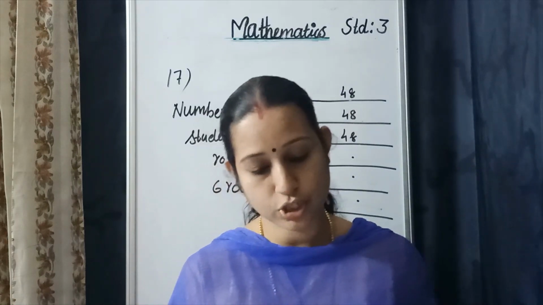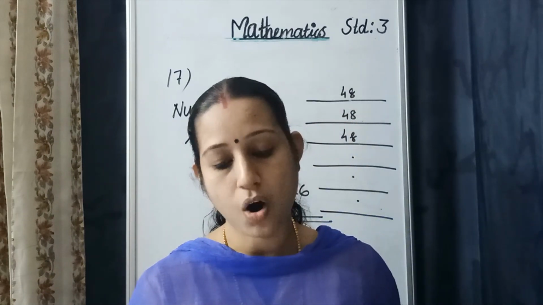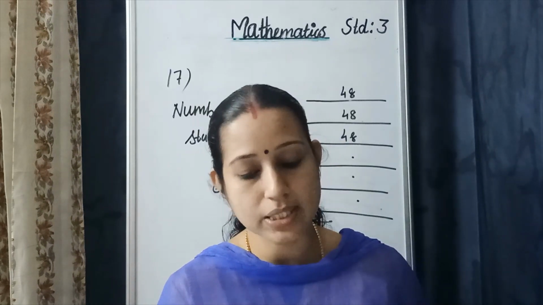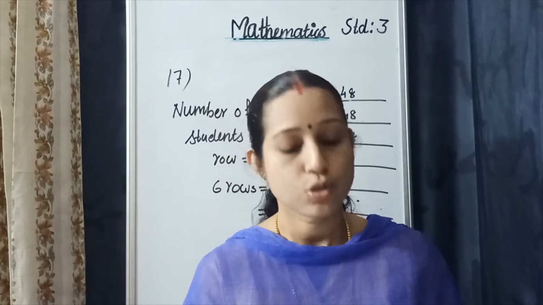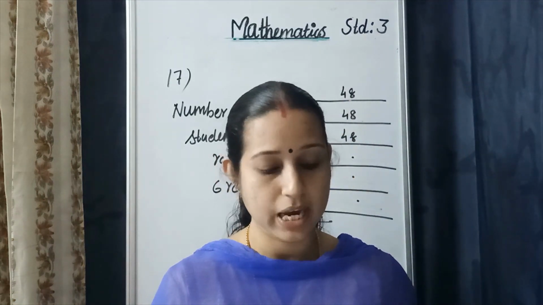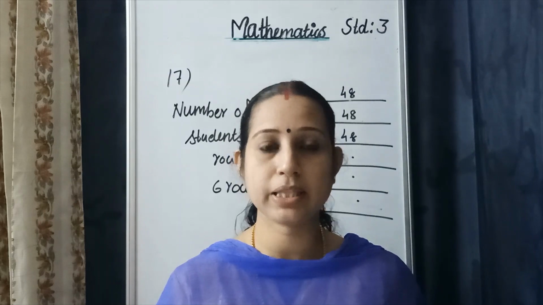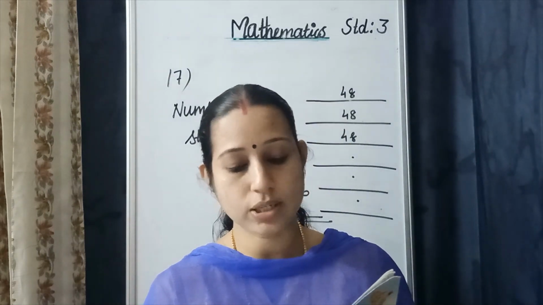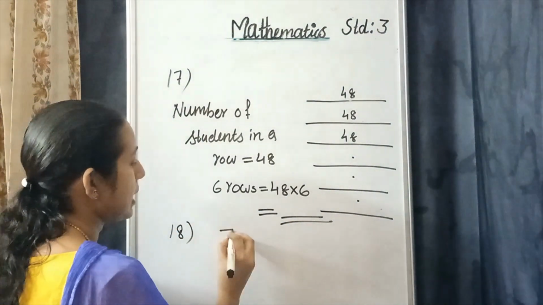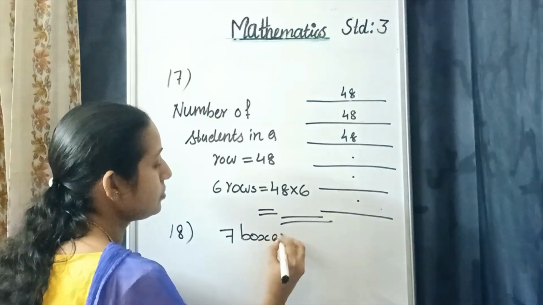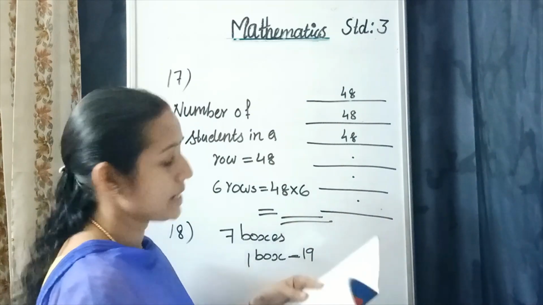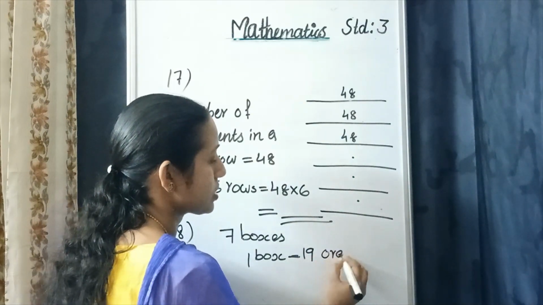Look at the next example, question number 18. Pratik got some boxes of oranges. There are 19 oranges in one box. How many oranges are there in 7 such boxes? So Pratik has 7 boxes. Each box has 19 oranges. Total there are 7 boxes. One box, how many oranges? Yes, 19 oranges are there in one box.